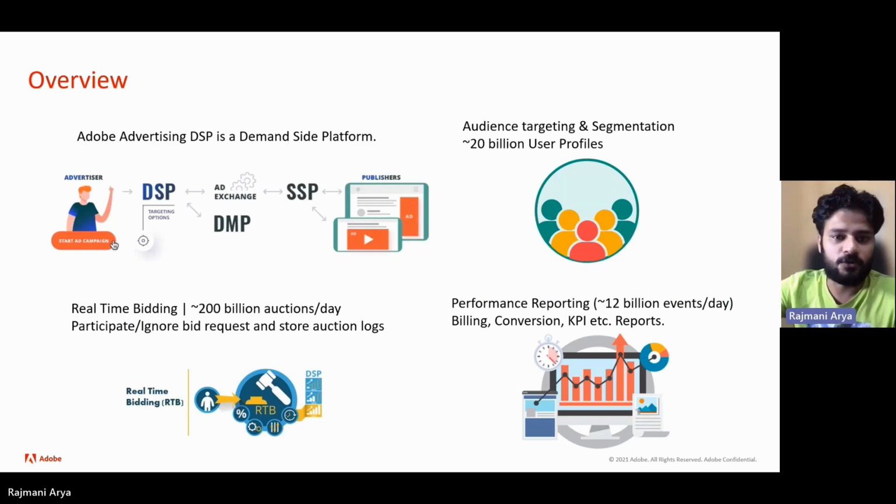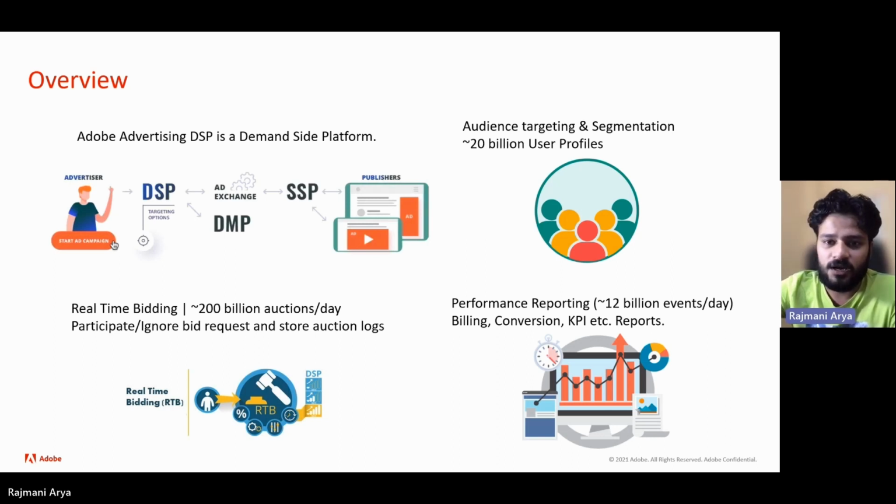Adobe advertising DSP, also known as demand side platform, is a comprehensive digital advertising solution offered by Adobe Systems. It is designed to help advertisers and agencies to efficiently plan, execute, and optimize their digital advertising campaigns across multiple channels like your TV, phone, smart devices, etc. So Adobe DSP provides a range of features and tools to assist advertisers in reaching their target audience effectively. It also allows for programmatic buying of ad inventory across various ad exchanges or supply side platforms.